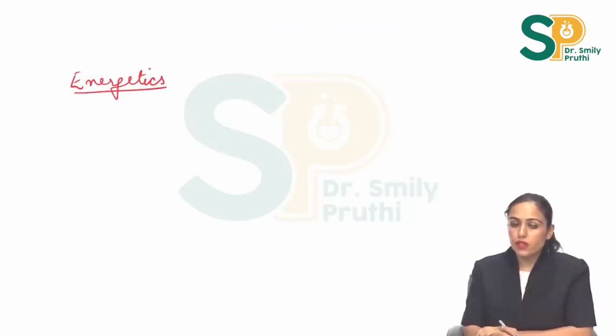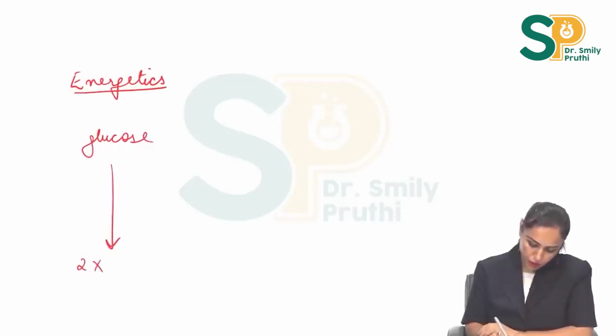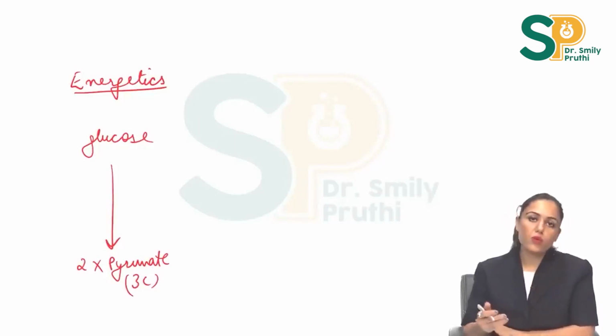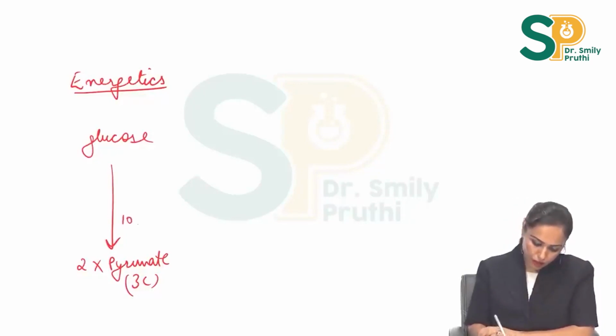Now let's do the energetics of glycolysis. One glucose molecule gets converted to two molecules of pyruvate. Pyruvate is a 3-carbon compound. So from 6-carbon glucose, we get 2 molecules of 3-carbon pyruvate. And here, from glucose to pyruvate conversion, there are 10 steps.